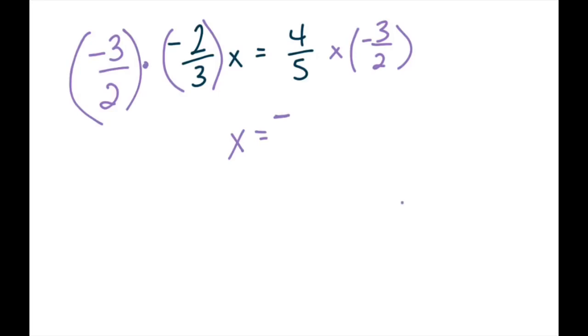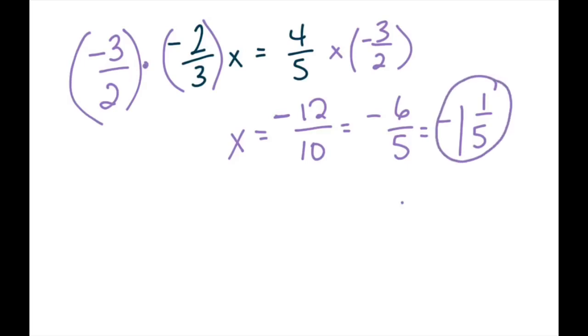So 4 times 3 is 12, and 5 times 2 is 10, which we can reduce, and it gives us a negative 6/5. And then we simplify. 5 will go into 6 one time, the remainder of 1 and 1/5. So our final answer is negative 1 and 1/5.